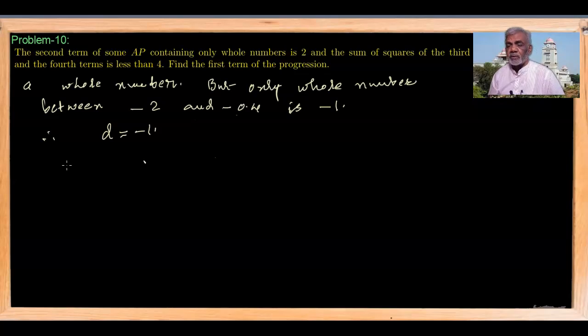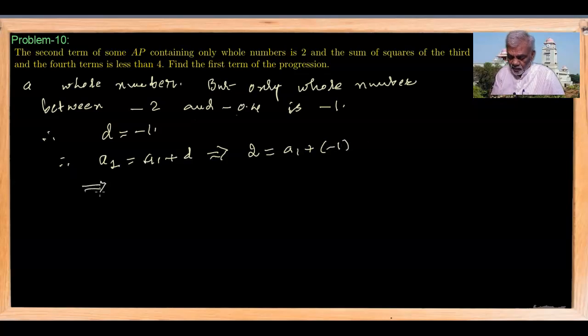Now we have got the common difference. Therefore, A2 is equal to A1 plus D, that implies A2 is given as 2, and this equals A1 plus minus 1, and implies that A1 must be, you can take this minus 1 to the left hand side, so A1 must be 3. This is our answer.